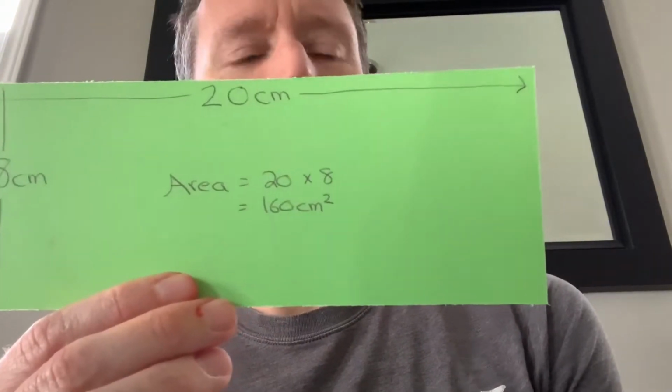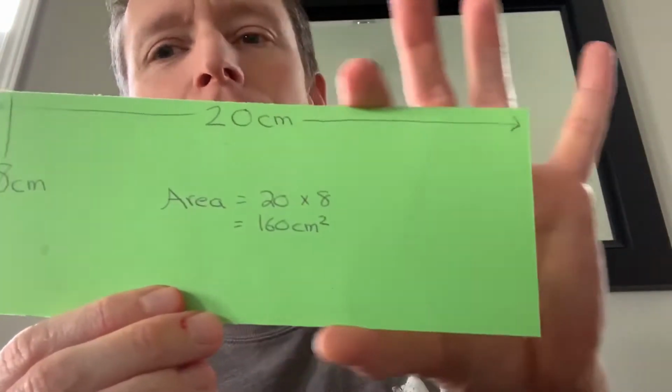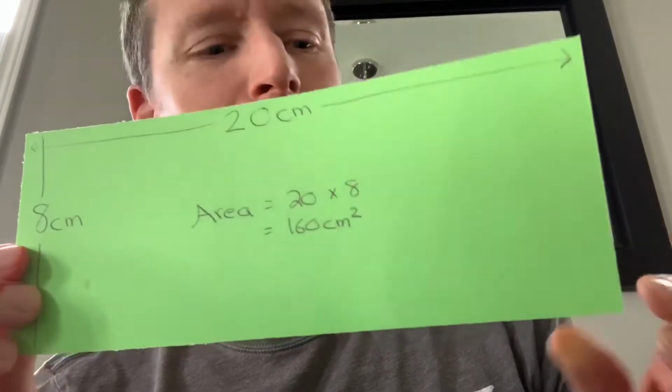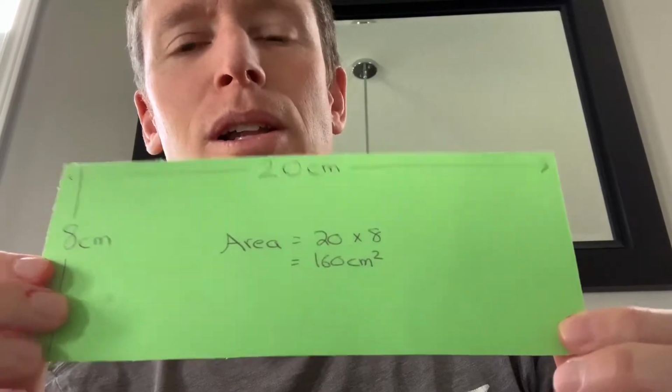As you can see, a rectangle is a quadrilateral. We have four sides. Opposite sides are equal in length, and the main difference between the two is our rectangle has four right angles where our parallelogram does not.